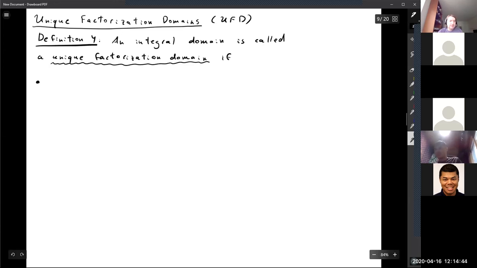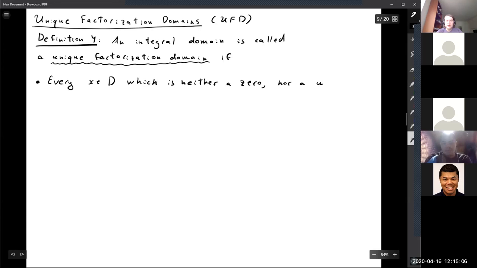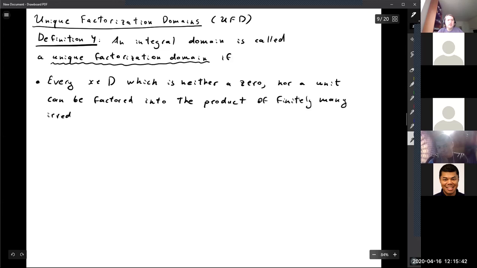So the first condition would be that every element x in D, which is neither a 0 nor a unit, can be factored into the product of finitely many irreducibles of D.